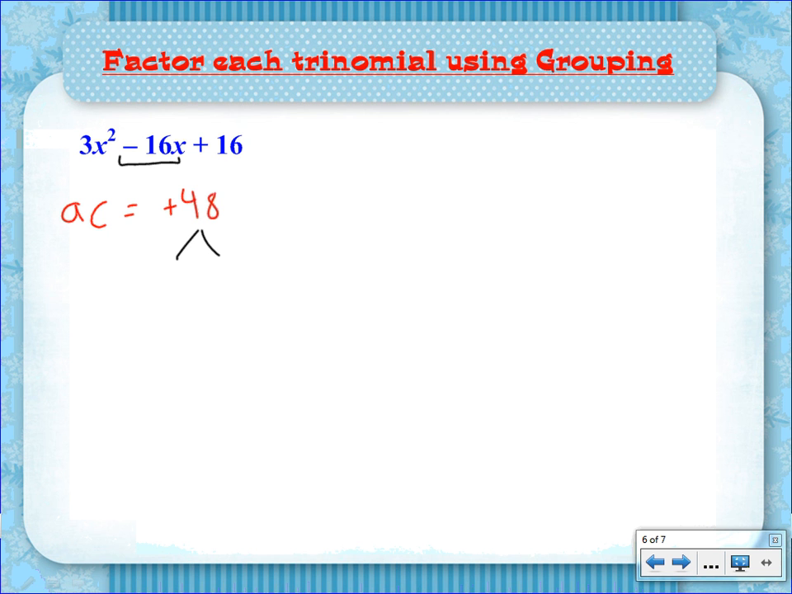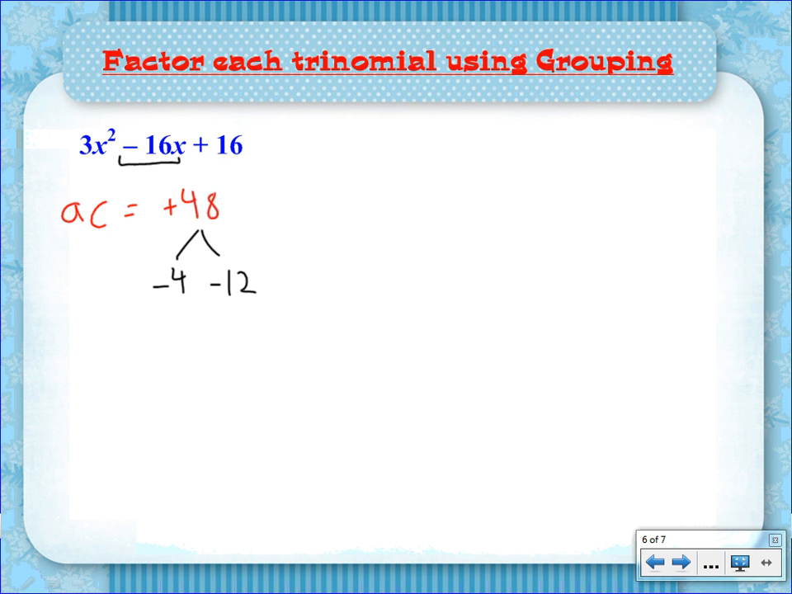So let's see. 48 and 1, that's no good. 2 and 24 is no good. 3 and 16 is no good because 16 is one of them. 4 and 12 gives me 48, and those also give me 16, right? So negative 4 and negative 12. Those multiply to give you positive 48, and they add up to negative 16.